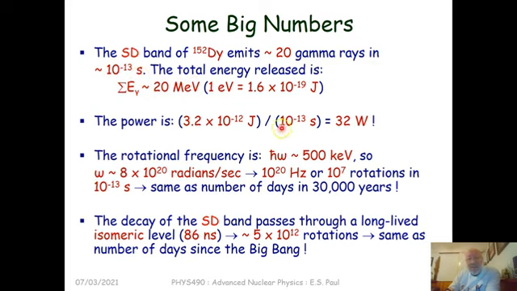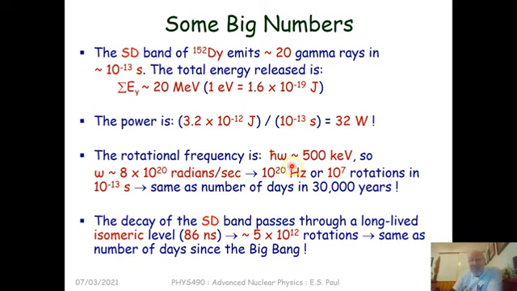So if we just take the ratio of that, this is just the power. And if we convert that into SI units, this is like 32 watts. So this is like a dim light bulb. So that's the amount of energy that is released just decaying through that rotational structure in the nucleus.